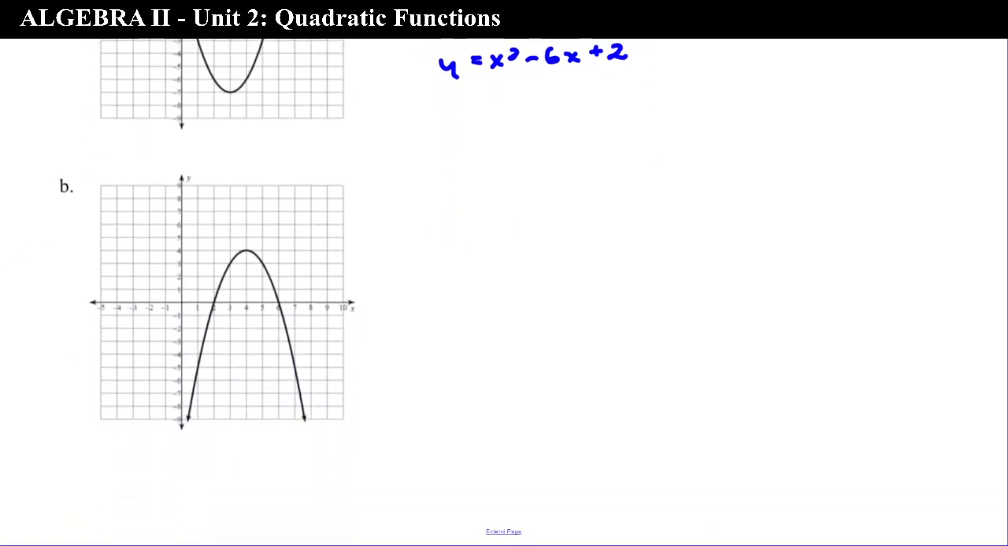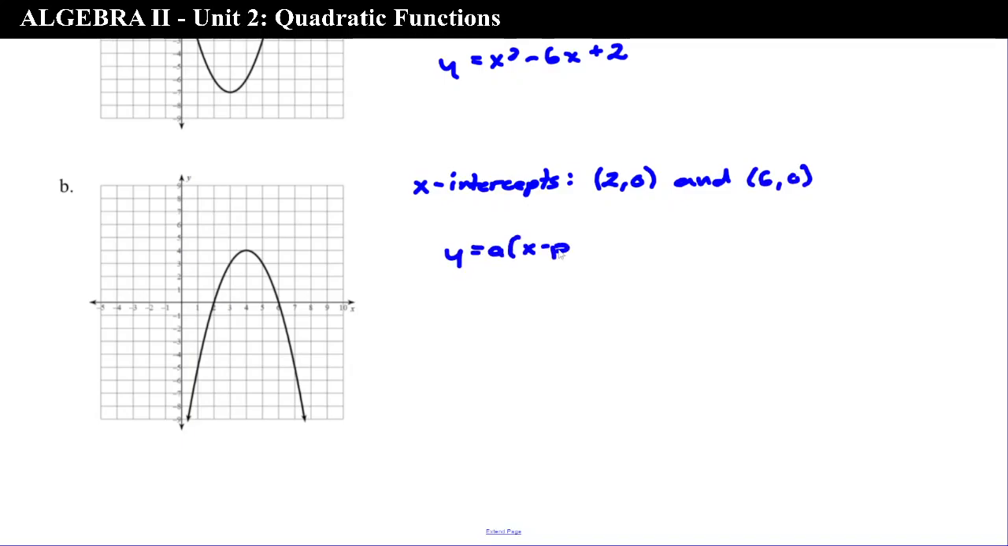Let's look at part B here. Example B. Well, we can use the vertex, but we also have the x-intercepts this time that are usable. So since we've already done one in vertex form, let's look at the x-intercepts. The x-intercepts are at (2, 0) and at (6, 0). So let's use the intercept form. y equals a times (x minus p) times (x minus q). And p and q are just our intercepts.